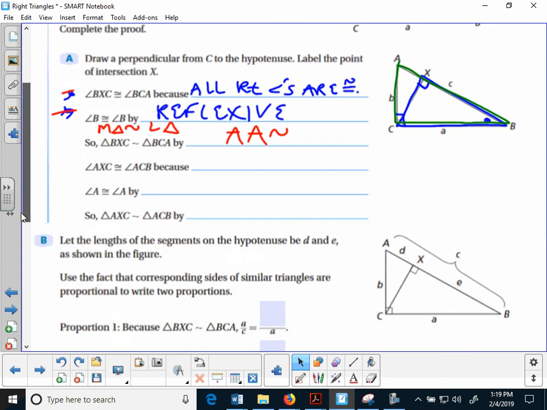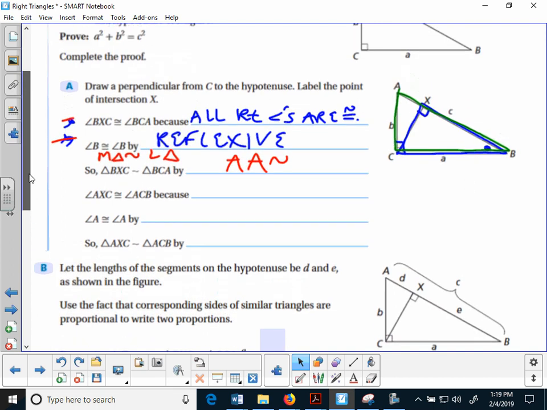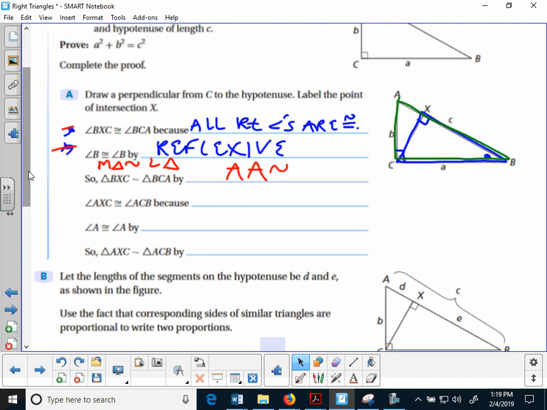Actually, here we go. We can leave that up there. The next thing it says, oh, that's too high. I can't reach.